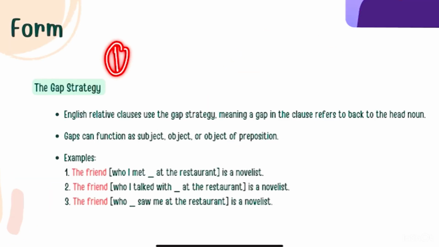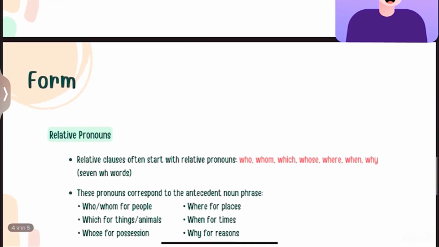First, the gap strategy. In English, a relative clause has a gap. The gap goes back to the main noun. The gap can be a subject, an object, or after a preposition. For example, the friend who I met at the restaurant is Nolis. The gap is the object.